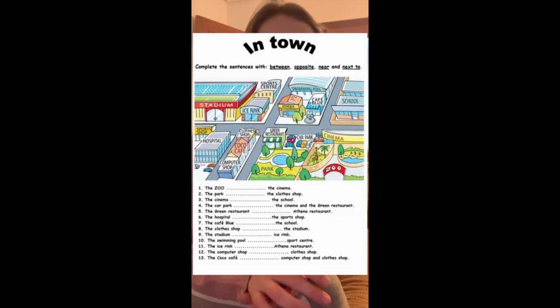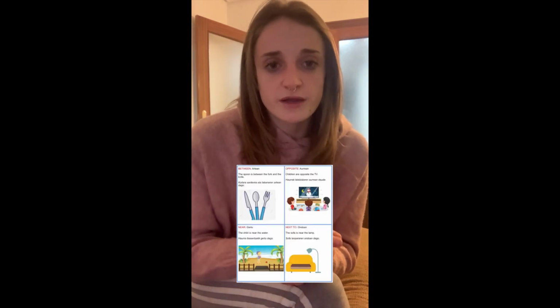The next activity will consist of filling in the blanks. To do so, we have a drawing of the city and under it sentences with blanks. You must fill in the gap with the preposition described above. Remember that you can look at the paper to help you do it, okay? And for this activity, we are going to do the first one all together, okay?